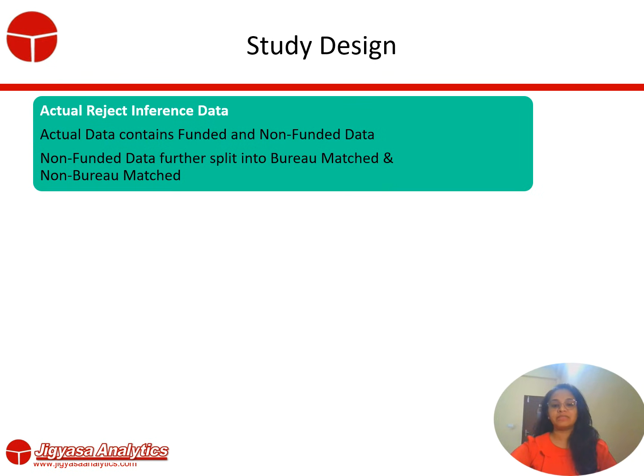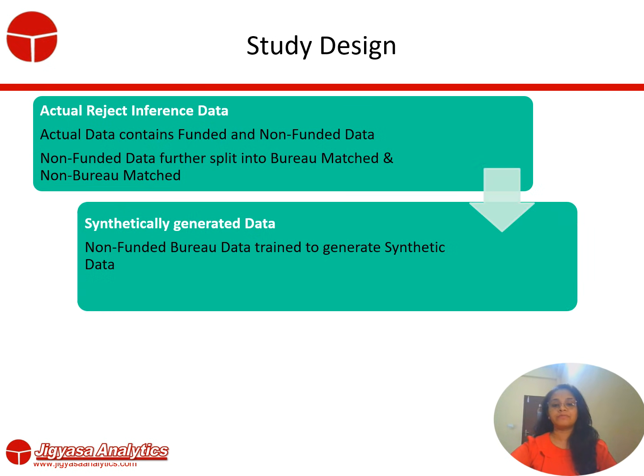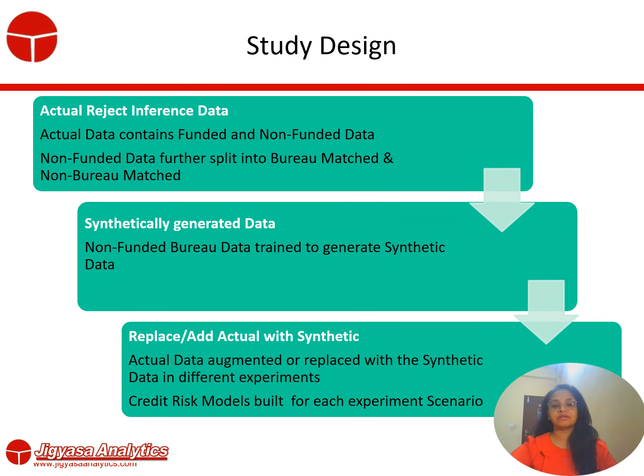To overcome this, we applied a two-way approach to assign dependent variable values. For non-funded customers with bureau data, we augmented the dependent variable using bureau information. For non-funded customers without bureau data, we used a data parceling technique to assign values. In addition, we generated synthetic data and used it for reject inference.